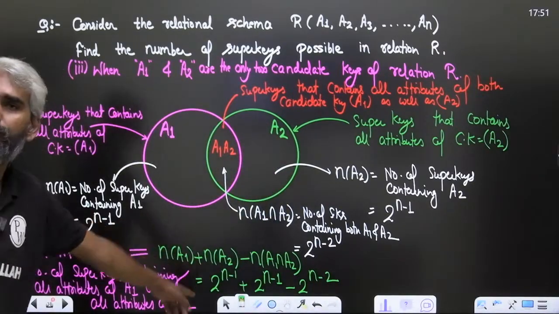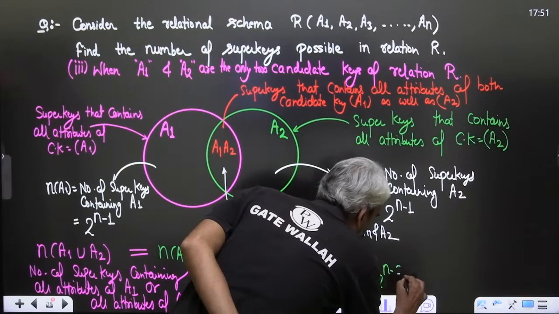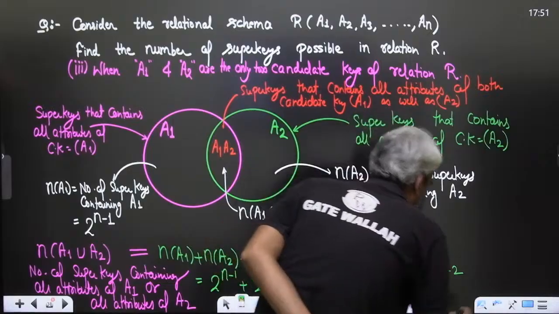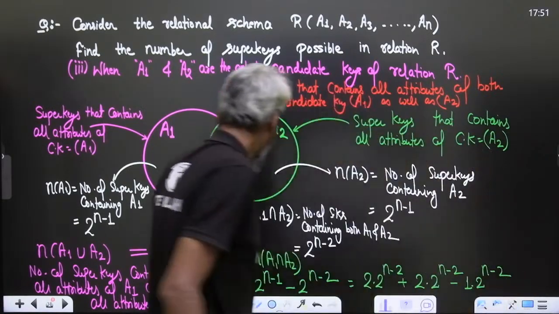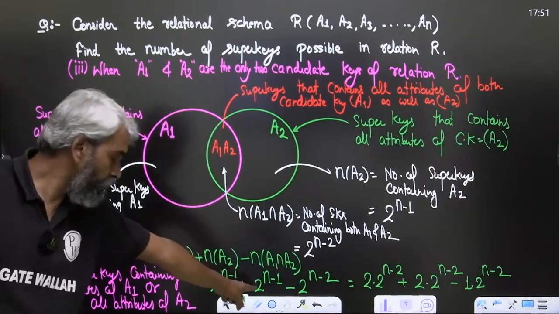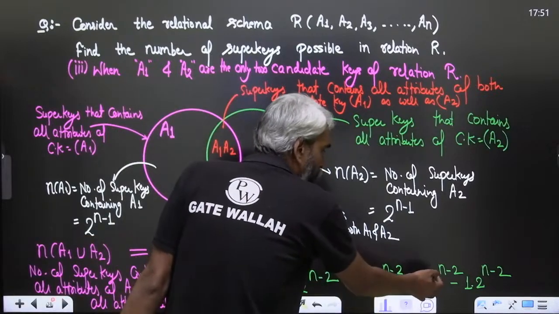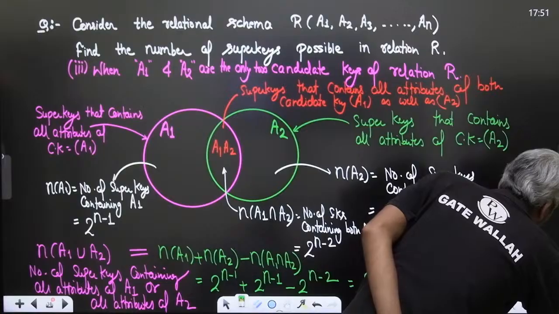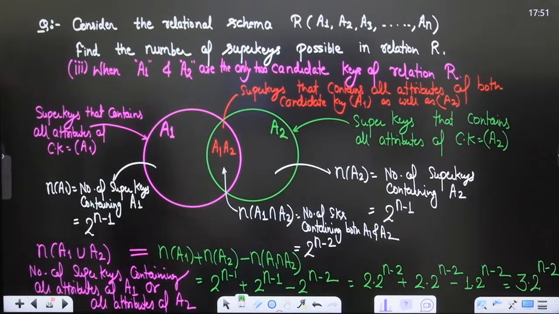If you solve this, you can write 2 raised power n minus 1 as 2 times 2 raised power n minus 2. Again, you can write it as 2 times 2 raised power n minus 2, right? So this is 2 times 2 raised power n minus 2, this is also 2 times 2 raised power n minus 2, and this is 1 times 2 raised power n minus 2. So 2 plus 2, 4 times 2 raised power n minus 2, minus 1 times 2 raised power n minus 2, will be 3 times 2 raised power n minus 2. Clear?